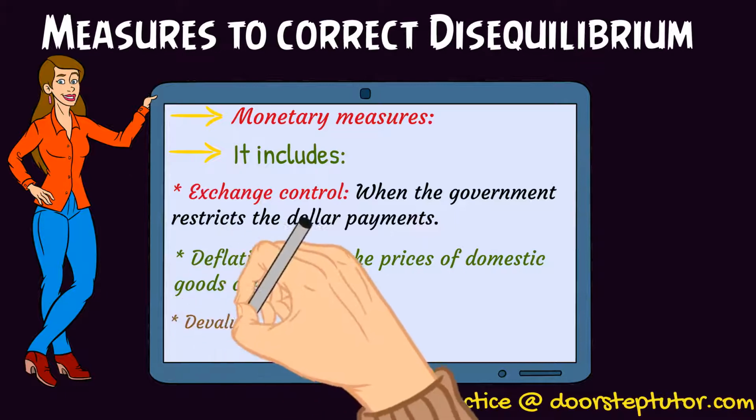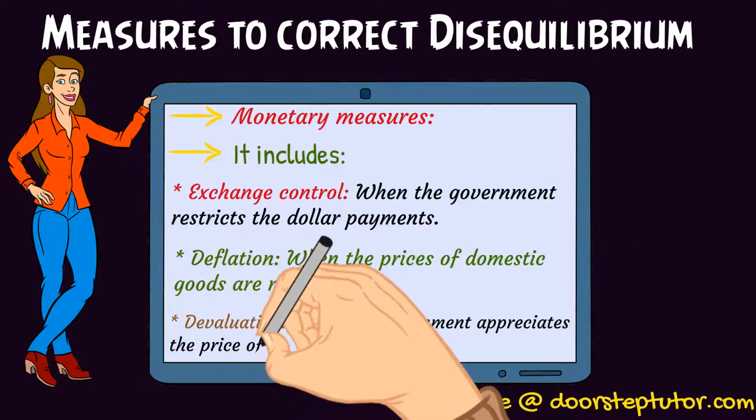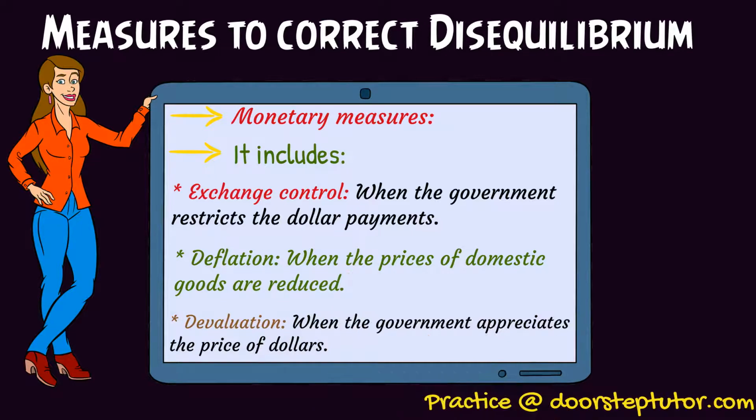Then devaluation. Yes, the government also raises the price of the dollar so that the dollar becomes costlier than the rupee, okay. And what will happen then? The people won't buy the foreign goods and services. They will prefer cheaper goods, right?